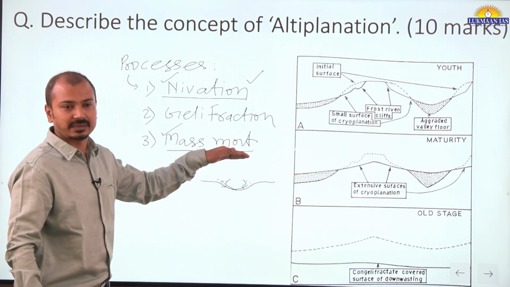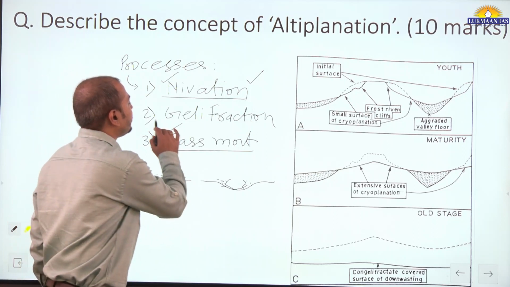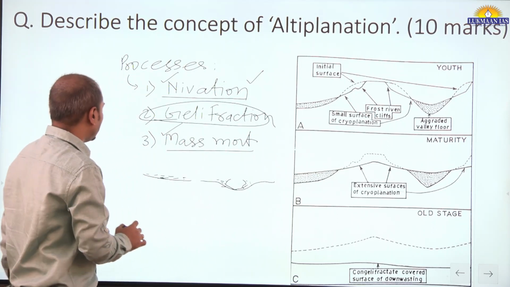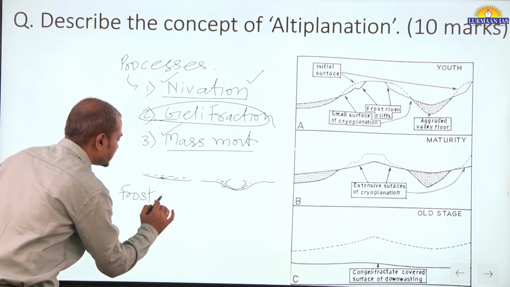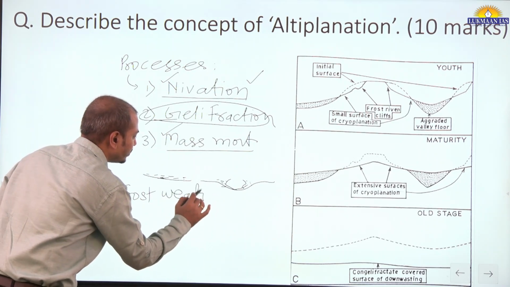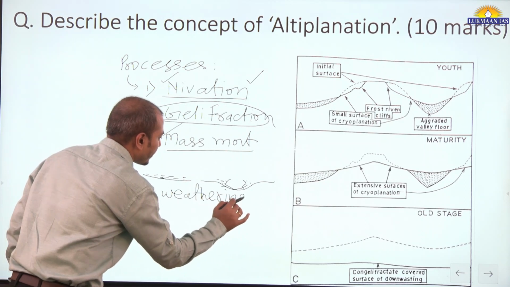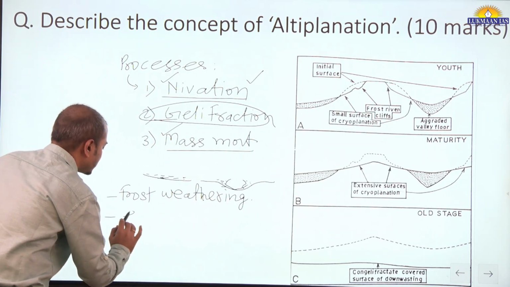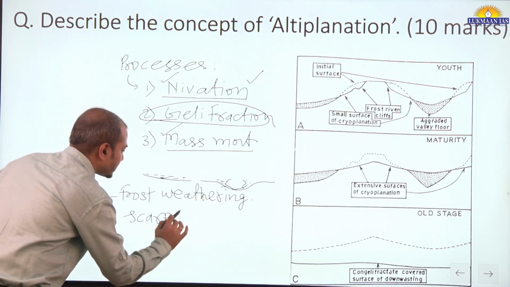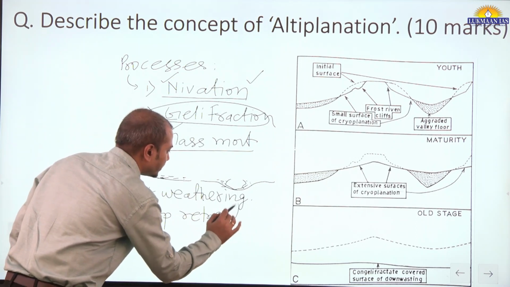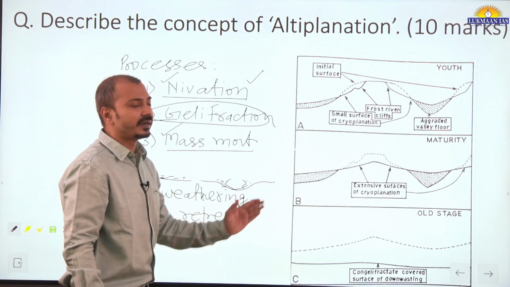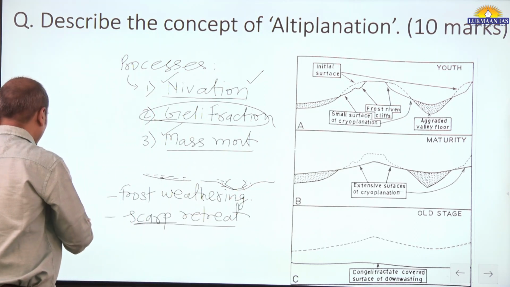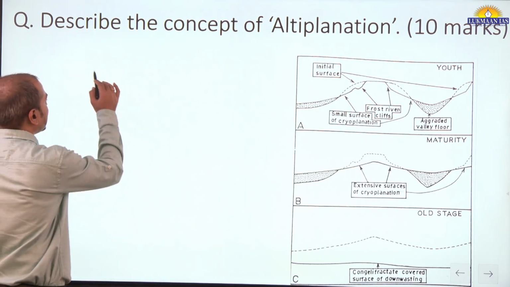and that's why we say that mass movement is also part of the formation of these altiplanation terraces. Okay, now what is gelifraction, or we can say frost weathering also, because of which scarp retreat happens. Earlier I explained how this scarp retreat happens. I will again draw that diagram where you will understand.